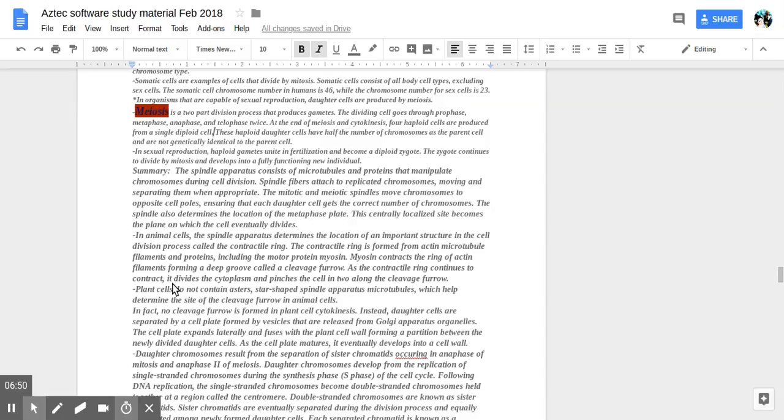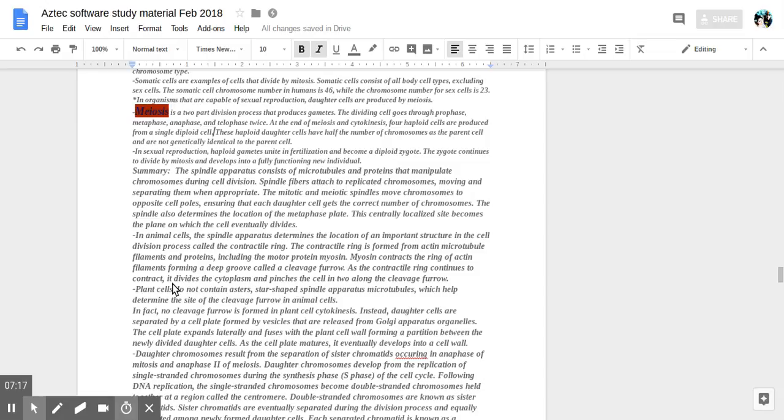When the cell divides, the contractile ring is formed from actin filaments and proteins, including the motor protein myosin, contracting the ring of actin filaments and forming a deep groove called a cleavage furrow. So the myosin helps with that. As the contractile ring continues to contract, dividing the cytoplasm, it pinches the cell into two along the cleavage furrow.